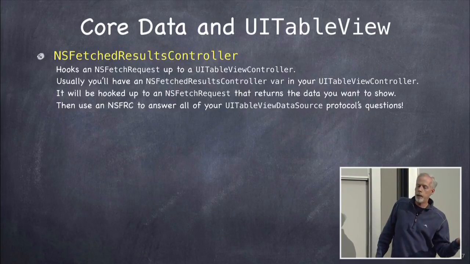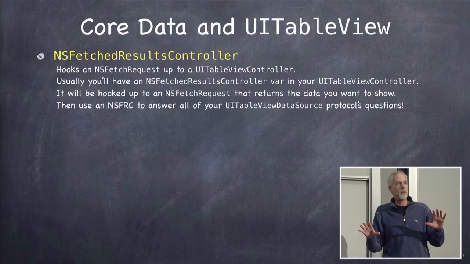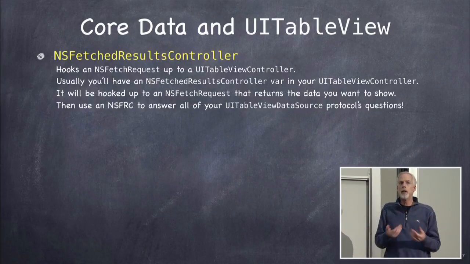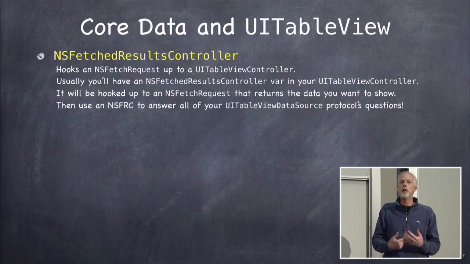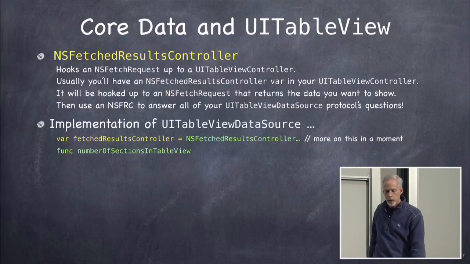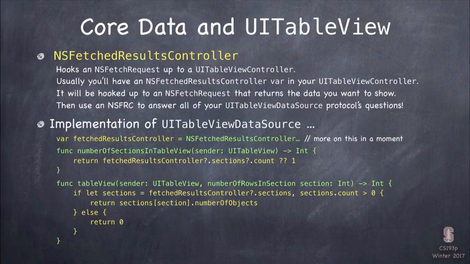The other way that the NSFetchedResultsController works is that it provides implementation for all of your UITableView data source methods, because the contents of your table are coming out of the database. So it lets you answer how many sections, how many rows in a section, all that stuff. In fact, this is what it looks like. This is the implementation that you're going to put into your controller when you have a fetched results controller. The first thing you're going to do is create a fetched results controller, and I'm going to show you how to do that in a moment.